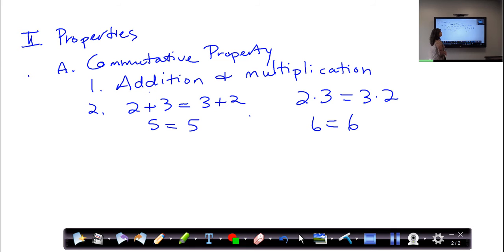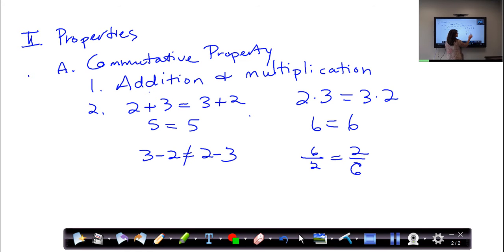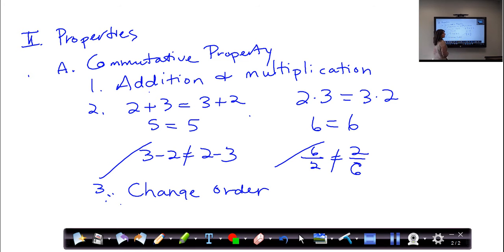Does not apply to subtraction, because let's say, for instance, I take a 3 minus a 2, I will get something totally different than 2 minus 3. And by the same token, I can take a 6 divided by a 2. I will get something totally different than a 2 divided by a 6. So it does not apply to subtraction, does not apply to division. Does apply to addition and multiplication. So what the commutative property does is it allows us to change the order in which we add and multiply. One of the ways that I remember it is I say that I communicate orders to people.